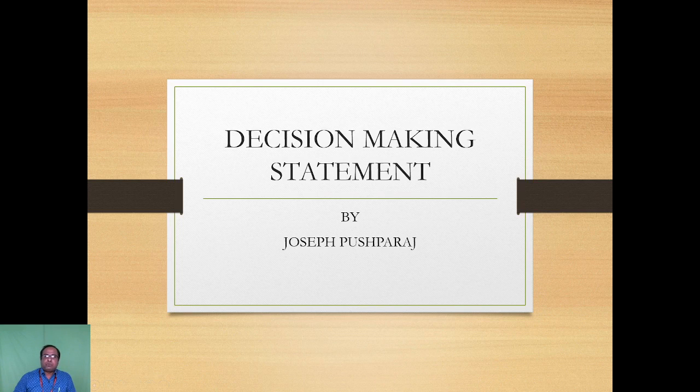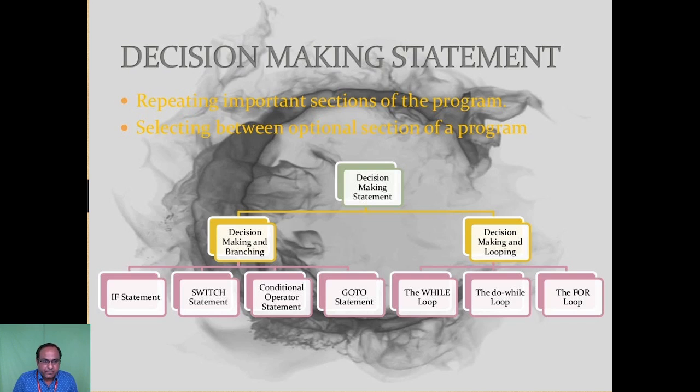Why is the decision making statement kept in the C program? Normally in a C program, a set of instructions is executed sequentially. While using the decision making statement, it helps to change the control flow of the statements. Here the decision making statement helps with two things.